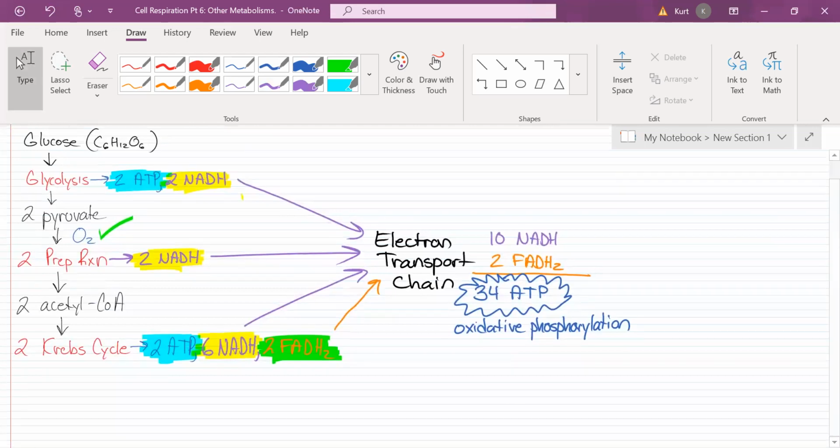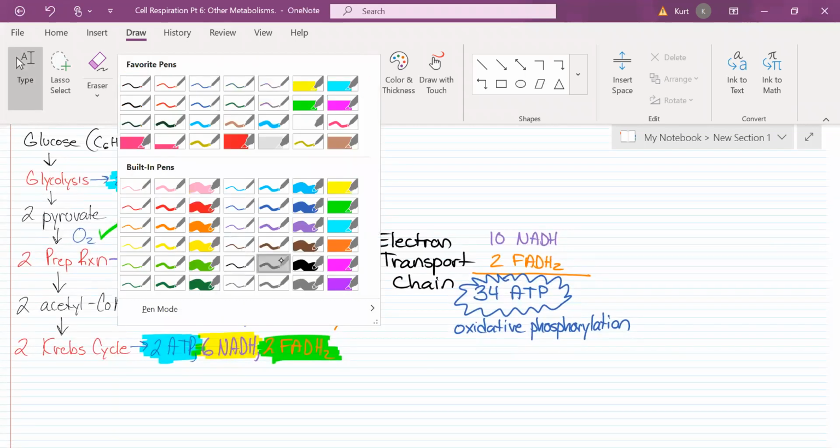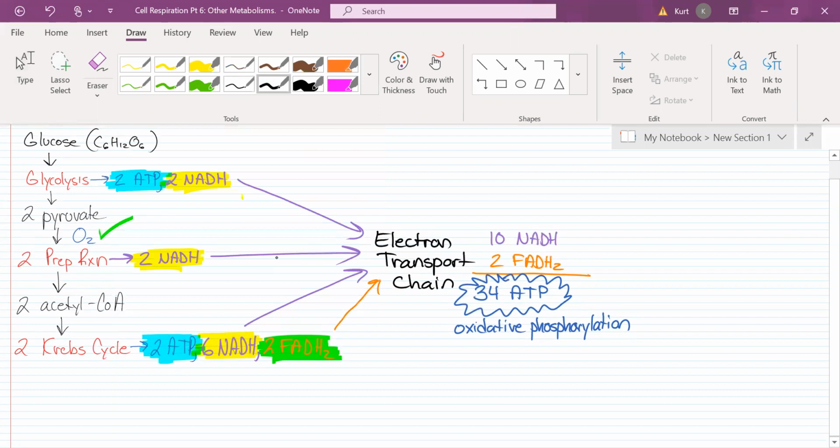All right. So let's do a quick overview, then we'll move into the other 2 macromolecules. Let you guys get caught up.